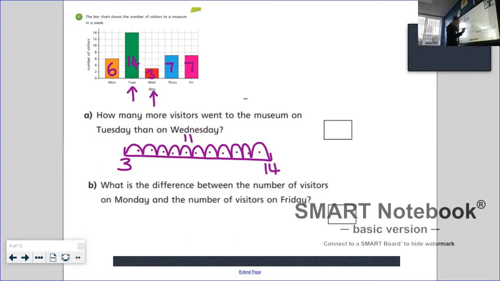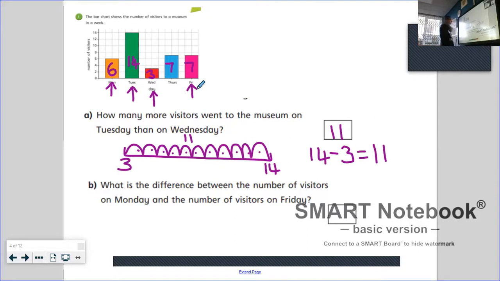Or we could have done 14 take away 3, because remember that's how we find the difference, and that equals 11 also. So 11 more visitors visited the museum on Tuesday than on Wednesday. What is the difference between the number of visitors on Monday and the number of visitors on Friday? Now I'm looking at number 6 and number 7. That's a really easy one to see, guys. I've just got 6 and 7.